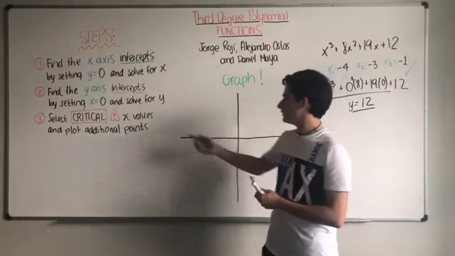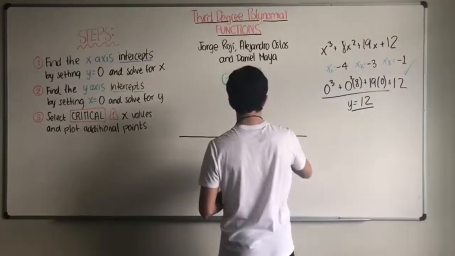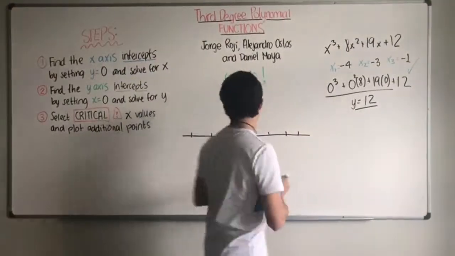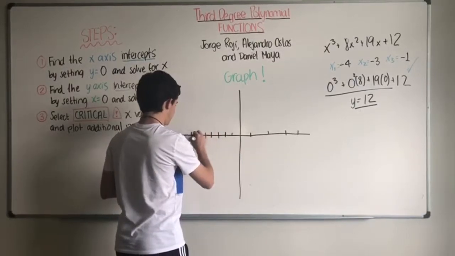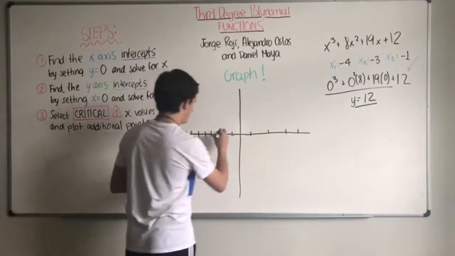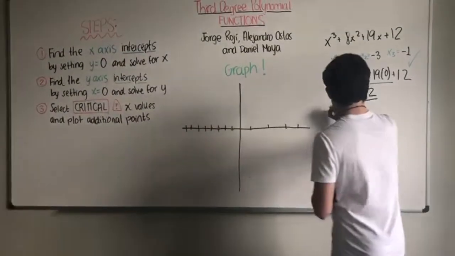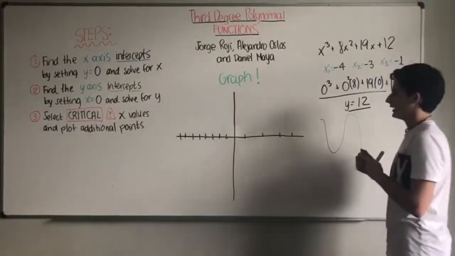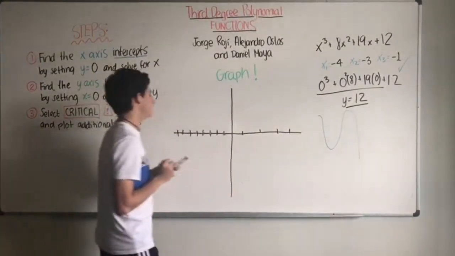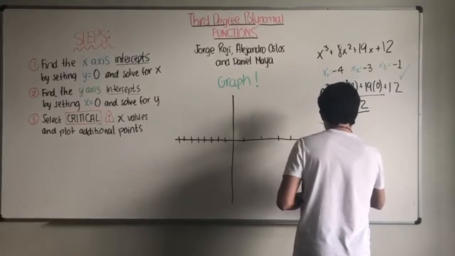Now we just have to select critical x values and plot additional points. To do this, we first plot the points in the graph. We have minus 4, minus 3, and minus 1. We know that the graph of a cubic function looks a little bit like this, so we have to select critical values and find the value to make this shape. Let's try with minus 2. We just plug minus 2 into the equation.